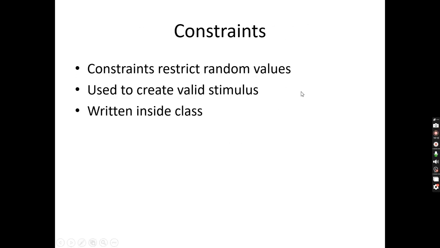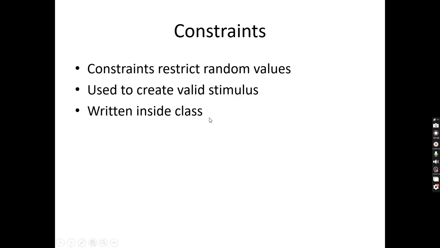Constraints restrict random values. In the random values that are generated, you also have to restrict so that only these values are generated. That's why we are going to introduce the constraints topic here. We use it to create valid stimulus. There are some invalid stimulus. Sometimes for verifying any design, there's no need of generating negative values, only the positive values. At that time we can restrict the stimulus.